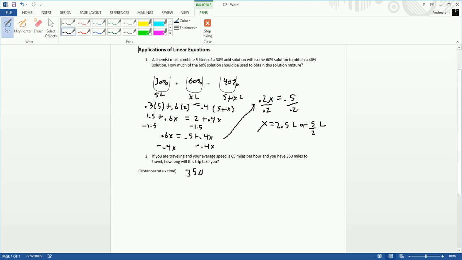So 350 is equal to 65t. So our rate is 65 miles per hour times time t that we're trying to solve for. So to solve for time t, divide both sides by 65. So here you should get 70 over 13 once you simplify this fraction by dividing the top and bottom by 5. Or if you want to approximate this as a decimal, you should get approximately 5.38 hours.